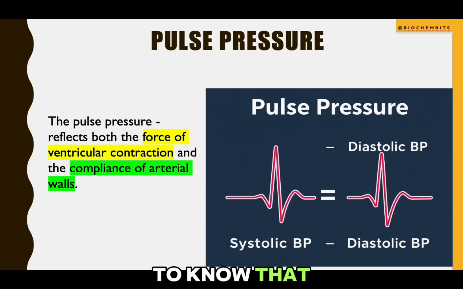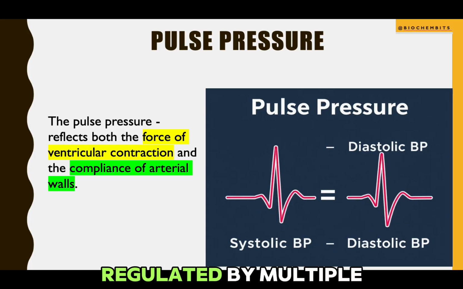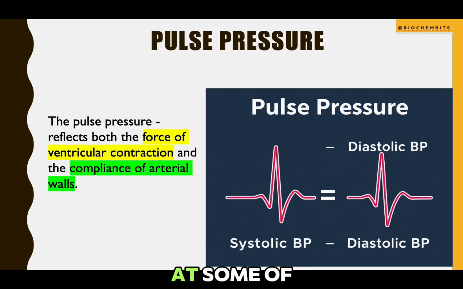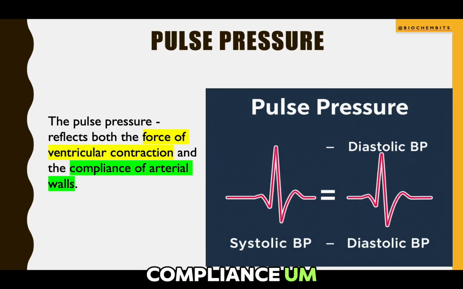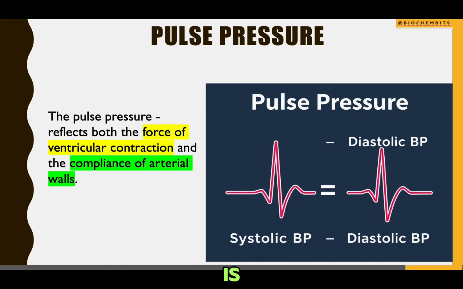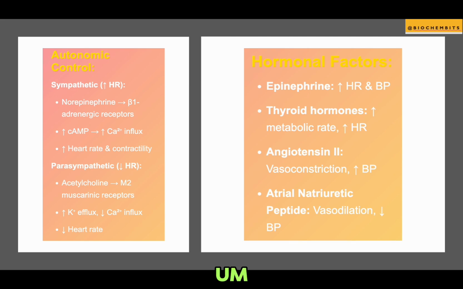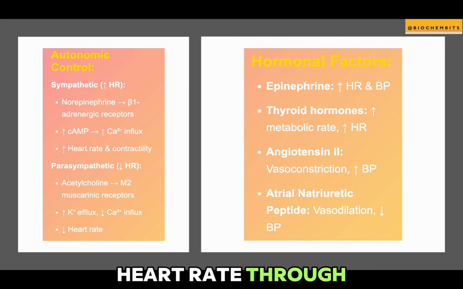And it is important to know that the pulse is not constant; it's very dynamic, and it is regulated by multiple biochemical systems. So let's look at some of the things that could be responsible for what the state of pulse pressure would be. As I mentioned earlier, the force of ventricular contraction and compliance is what defines the pulse pressure. Autonomic system. Let's look at the sympathetic nervous system, which increases the heart rate through the norepinephrine.